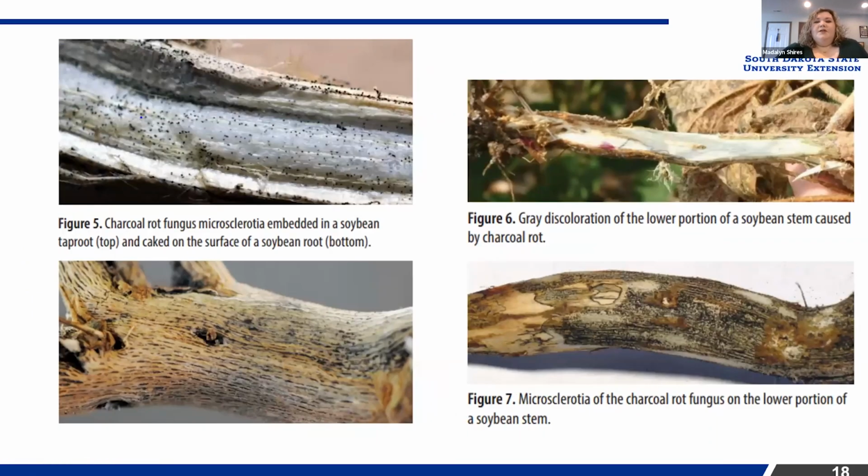Here's some other pictures of charcoal rot. This is the one we'll see many times if it's a heavy infection when it comes into the diagnostic clinic. This gray discoloration can be an early sign that there's charcoal rot developing and preventing the flow of nutrients. This is actually the charcoal rot fungus growing on the outside of the stem. You can kind of see those here.